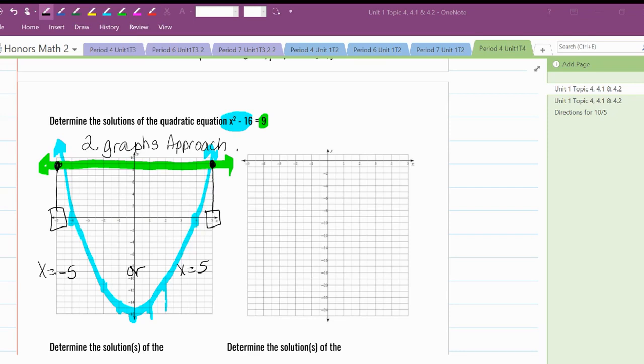And then now we're going to use that second trace. But instead of looking for the maximum or the minimum here, we're going to look for the intersection. So we're going to pick number 5. And it's going to ask us some questions. Is the first curve this one here? And to answer yes, we're going to hit enter. And then it's going to say, is this the second curve? And we're going to say yes.